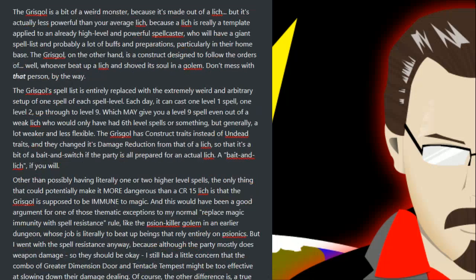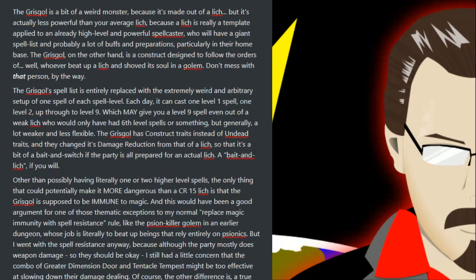The Grisgol's spell list is entirely replaced with the extremely weird and arbitrary setup of 1 spell of each spell level. Each day, it can cast 1 level 1 spell, 1 level 2, up through to level 9, which may give you a level 9 spell out of even a weak Lich who would only have had 6th level spells or something, but generally a lot weaker and less flexible.